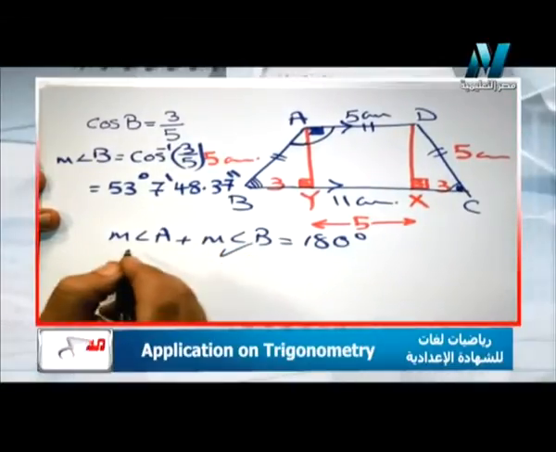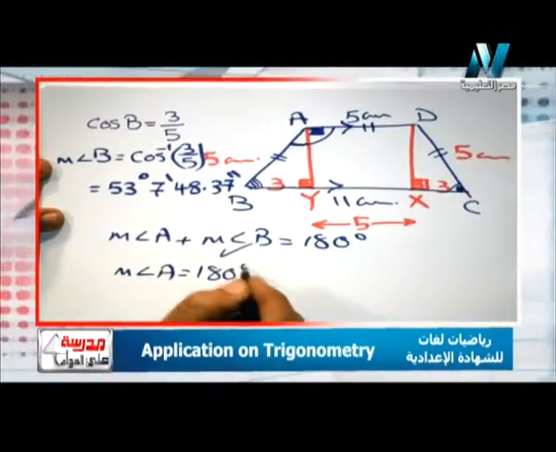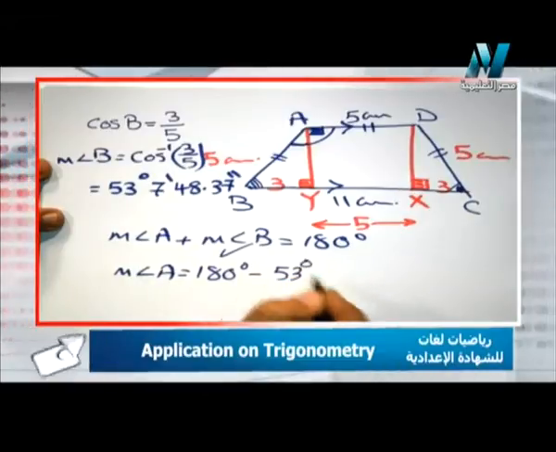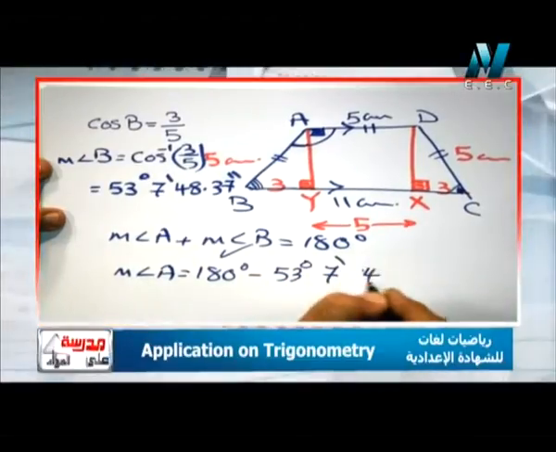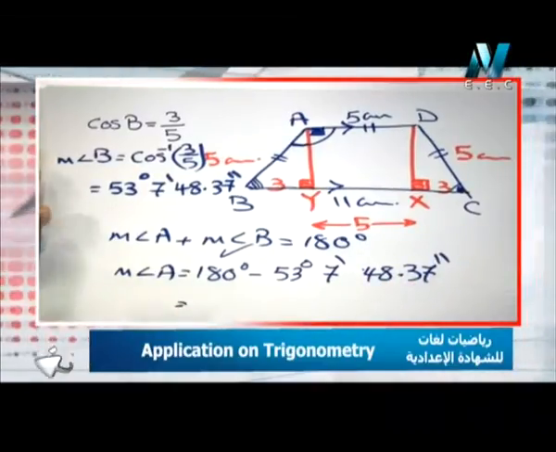So when I want to find A, all I have to do is that measure angle A equals 180 degrees minus 53 degrees, 7 minutes, 48.37 seconds. Use your calculator to find the measure of this angle simply. So we have finished the first required.